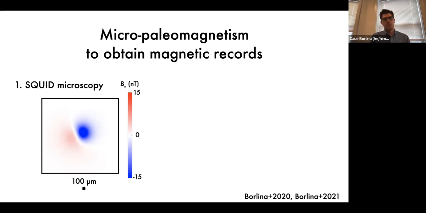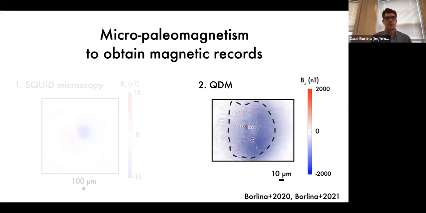With the SQUID microscope, we conduct our set of magnetic experiments. There is a complete set of experiments we have to conduct to determine what magnetic record the sample contains. I'm happy to talk about the details in the Q&A if people have questions. For those interested, we used alternating field demagnetization to extract those magnetic records. What is interesting about the SQUID microscope is that you can obtain those records and measure those very weak samples.